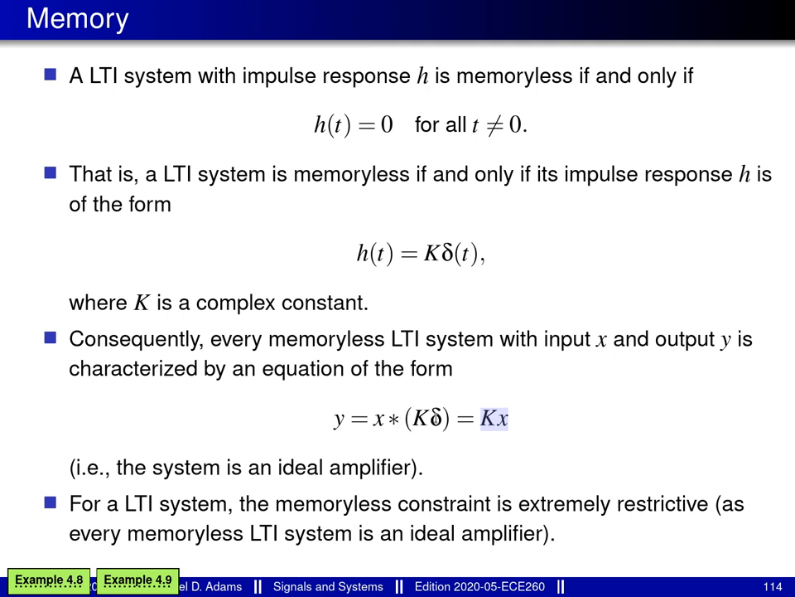So if we now ignore the part in the middle, we have that the output of the system is equal to the input of the system times a constant. In other words, the system is what we call an ideal amplifier. It just takes its input and multiplies it by a constant in order to produce its output.